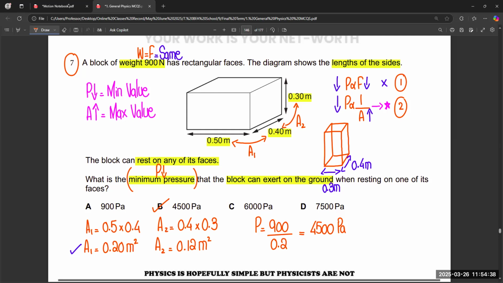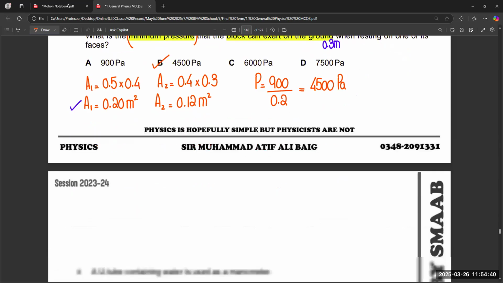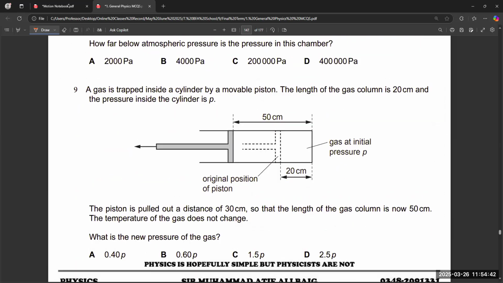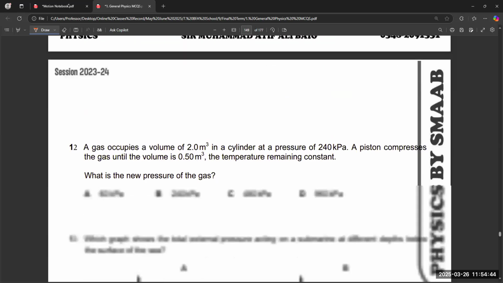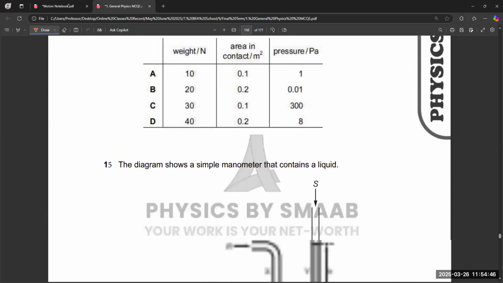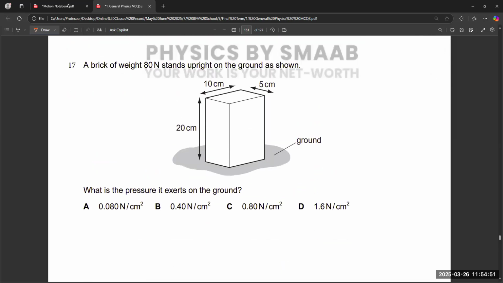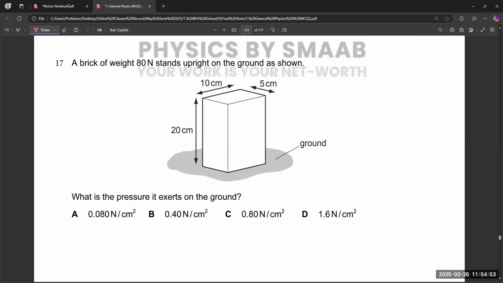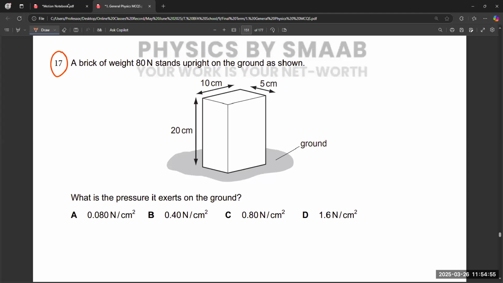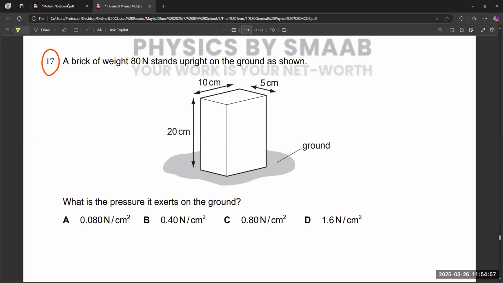Okay, so this is one question related to the solid, and from solid we have very few questions because this topic is very easy to mark. For example, this is another question. A brick of weight 80 newtons stands upright on the ground as shown. What is the pressure it exerts on the ground? So try to find out the pressure from this diagram.